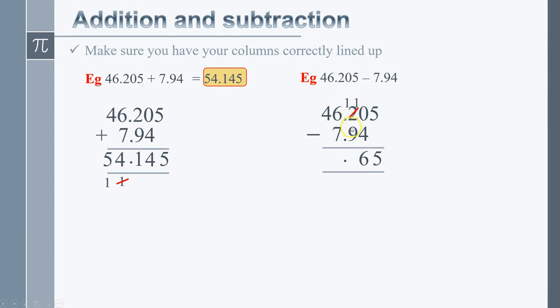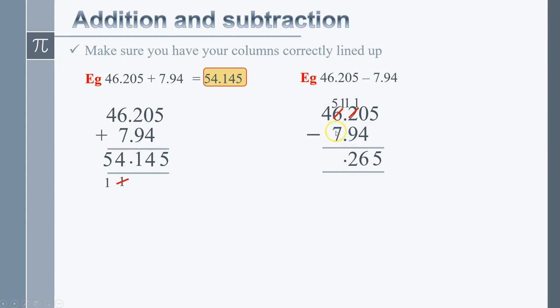I've got to do 1 take away 9. Oh, there we go, we've got a problem again, so I'm going to have to borrow from this column here. So let's do some borrowing. There we go, that's now 11 in that column. And my units column here was a 6, it's now a 5. So I've now got to do 11 take away 9, which is 2.